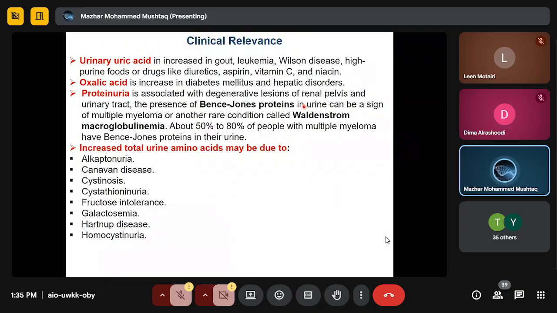Similarly, you have alkaptonuria. Different amino acids can sometimes be seen, which can be called alkaptonuria, Canavan disease, cystinosis, cystine, fructose intolerance. So all these things can be detected, and this leads to some sort of clinical relevancy, as it is here.